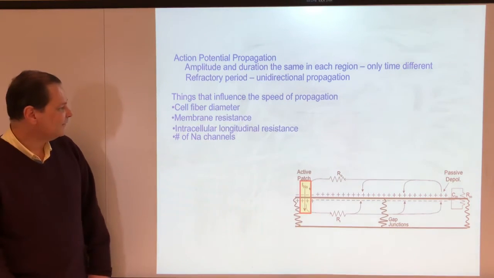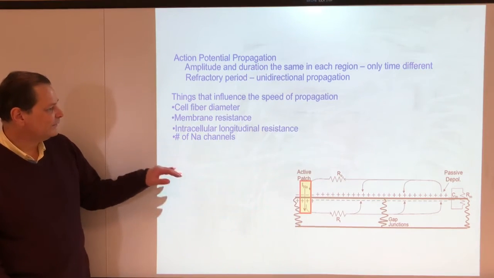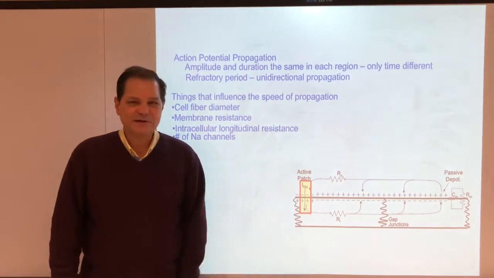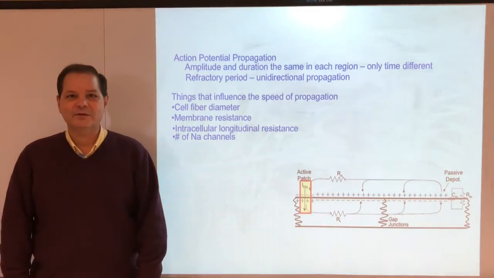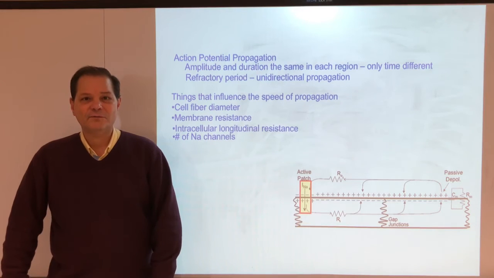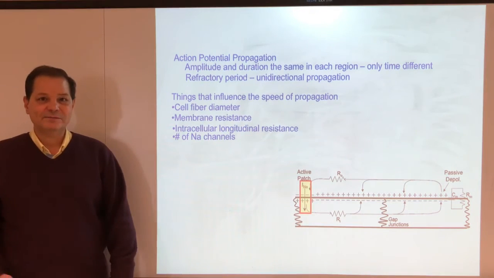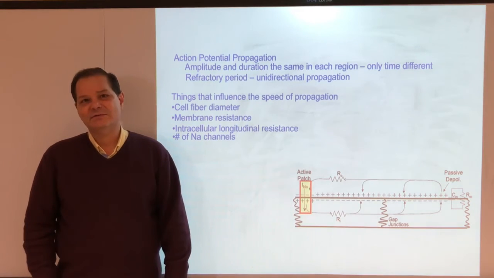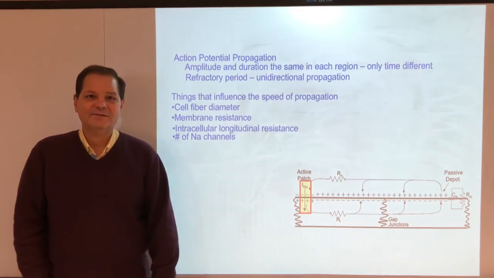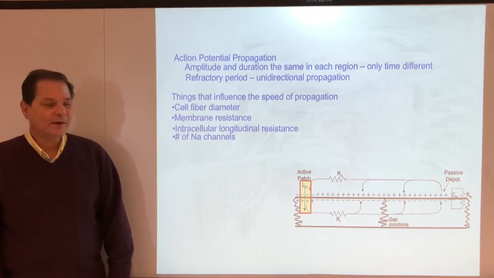And finally, the number of sodium channels. If you have a reduced number of sodium channels, your action potential propagation will be slower. It turns out that is the case in the SA node. There are virtually no voltage-gated sodium channels. Instead, you have calcium channels that carry the upstroke of the action potential in the AV node and in the SA node.